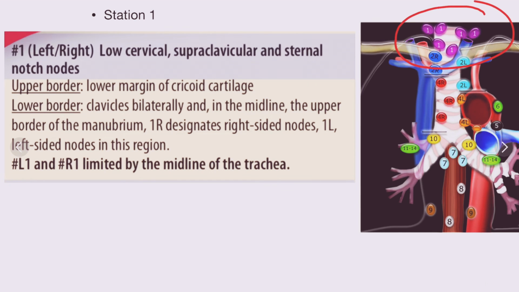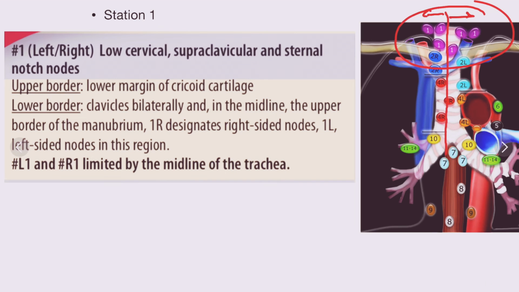What defines the upper border of lymph node station 1? The lower margin of the cricoid cartilage is the upper border, and the lower border is made by the clavicle bilaterally and, in the middle, the upper border of the manubrium. 1R designates a right-sided node and 1L a left-sided node in this region. L1 and R1 are limited by the midline of the trachea. So we will make a midline here. Right to it are the right nodes and left to it are the left nodes, and the upper and lower borders we have already discussed.